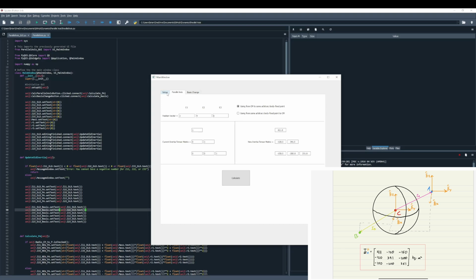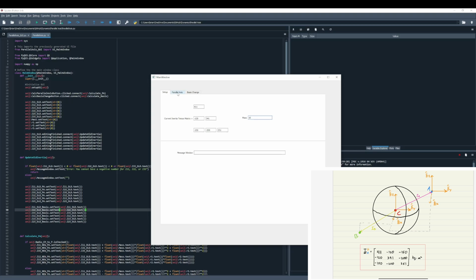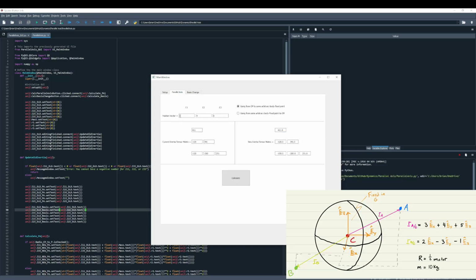So now, say we're at A. I'm going to fill in that matrix here. So 411, 341, 251. Whoops, 251. And then the off diagonals are -120, -150, and -200. Mass stays the same. We're going to do parallel axis.